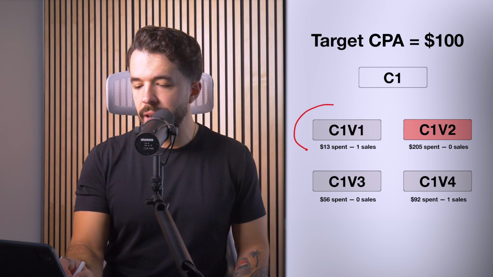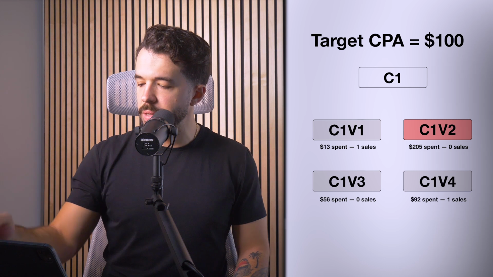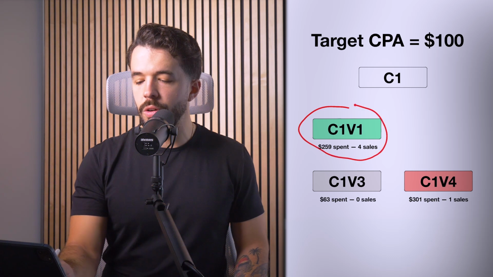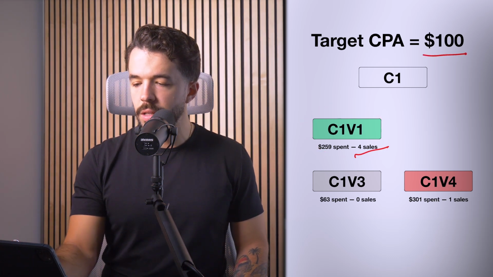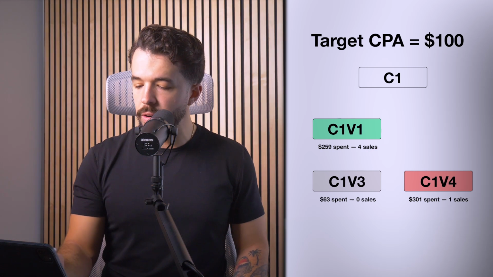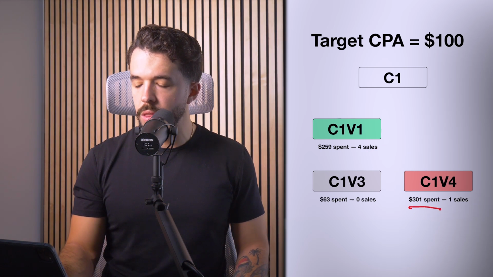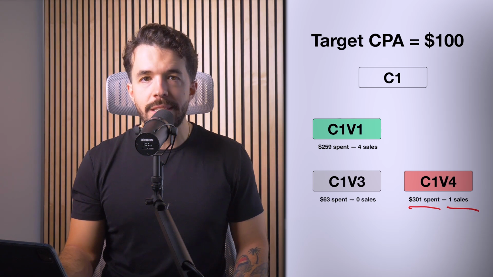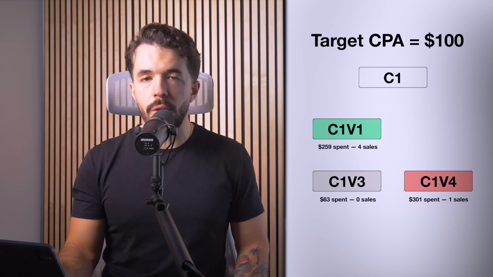In this case, we have 3 more running. So let's see what happens after 1 day or so. 259 spent and 4 sales for concept 1, version 1, which is very good. It's within the CPA and it's very profitable. And then we have C1 version 4, which has spent 3 times the CPA for only 1 sale. In this case, we keep version 1 active and we kill version 4.